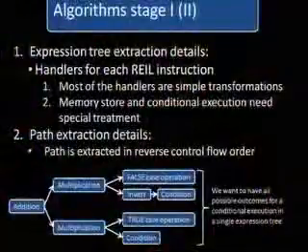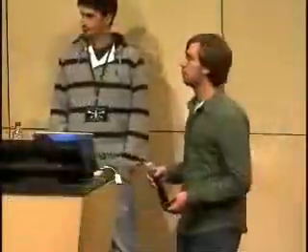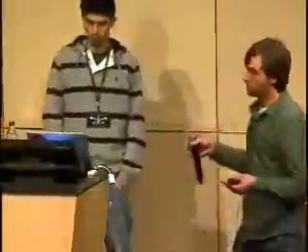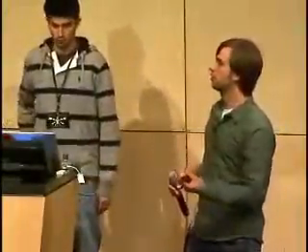So how do we do this? First of all, for most of the RILE instructions, the arithmetic instructions for example, all the handlers that we need to use to transform RILE instructions into expression trees are very, very simple. Because with an addition, for example, we have no side effects: it takes the two registers which are input, adds them, and has this simple expression tree as the output. But there are some instructions where we need to take special care. Memory store and conditional execution are those instructions.